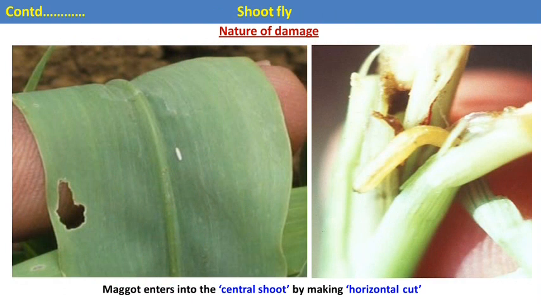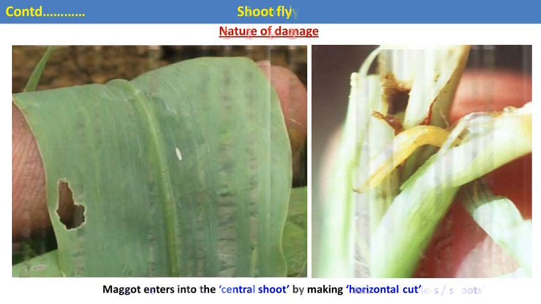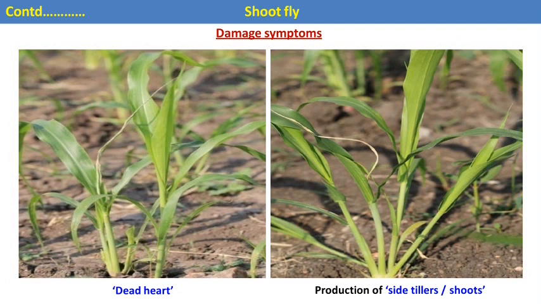In this picture, you can see on the right side a yellowish maggot, or legless maggot, which cuts horizontally into the tender shoots of the sorghum and feeds inside the shoots and produces dead hearts. There are two major symptoms produced by the shoot fly: dead hearts and side tillers, or a bushy appearance.